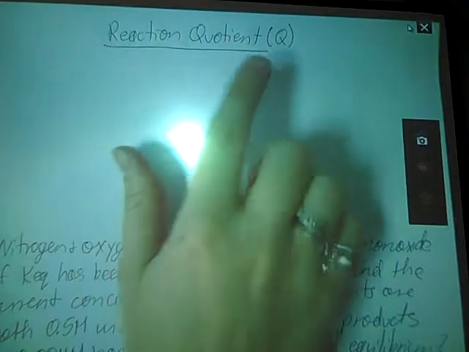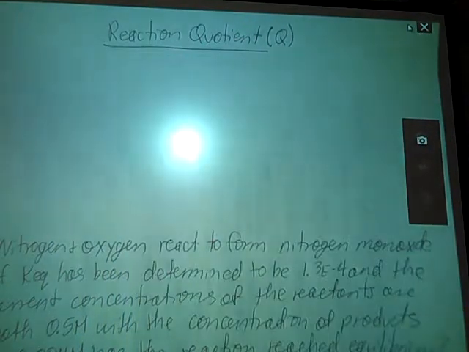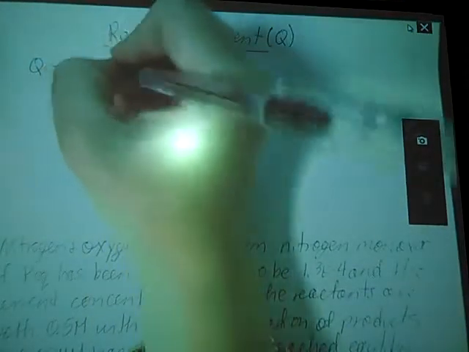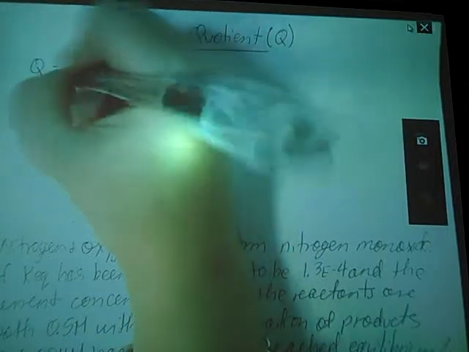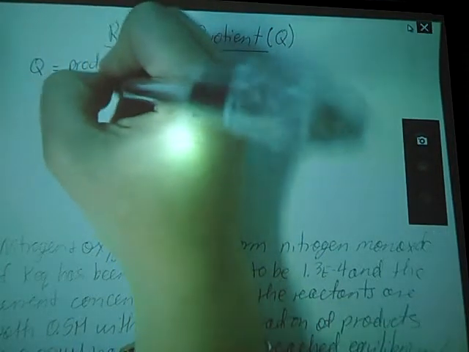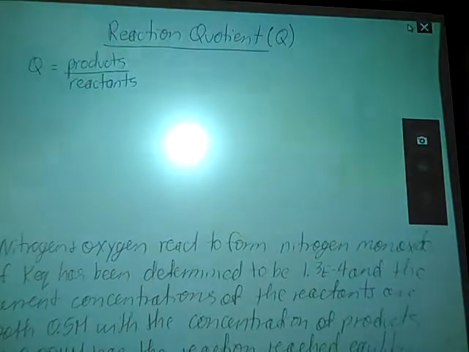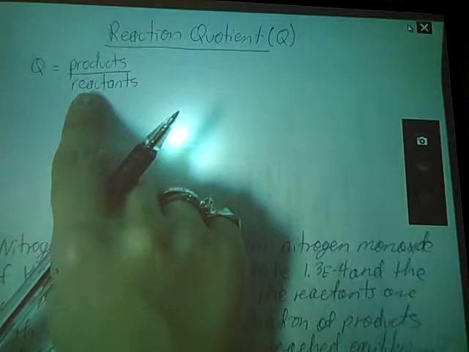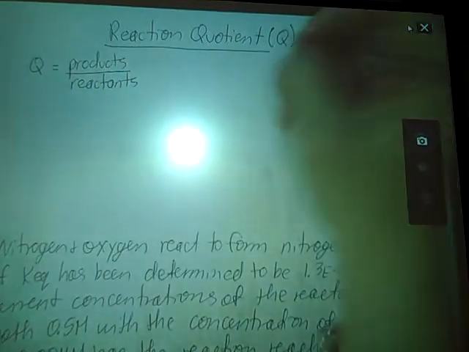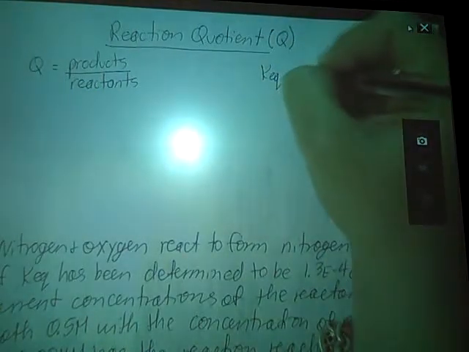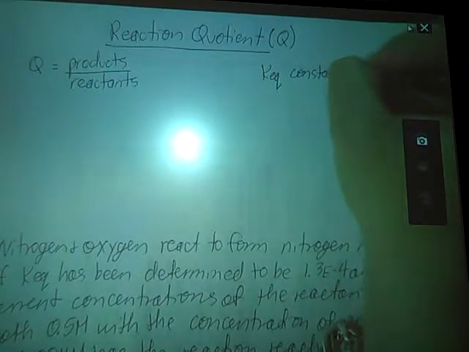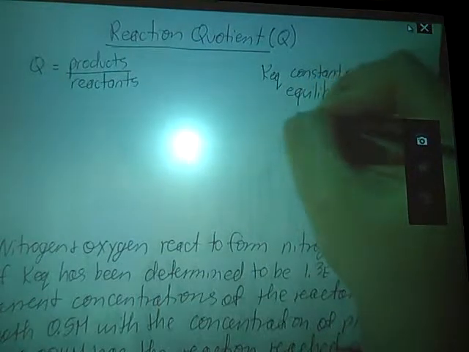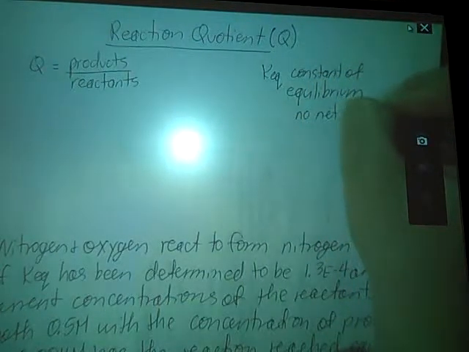Reaction quotient is usually represented by this letter Q, and the formula for Q is just like the formula for our KEQ, putting products over reactants. The only difference between Q and KEQ is that KEQ is the constant of equilibrium. There is no net change between my reactants and products.